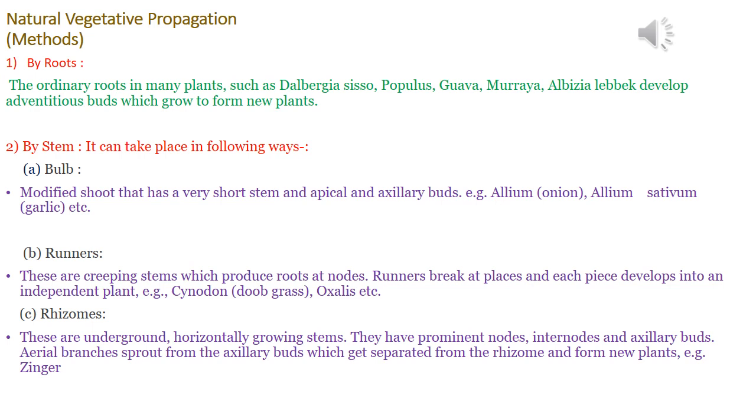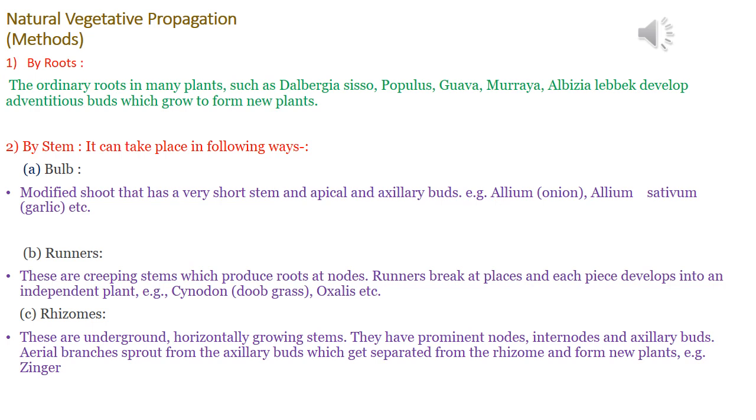The third type is rhizomes. The common example includes ginger that you have seen, and in day-to-day life you also use that medicinal plant. So rhizomes are basically underground horizontal growing stems, and they have nodes and internodes, axillary buds, which actually develop into a new plant.